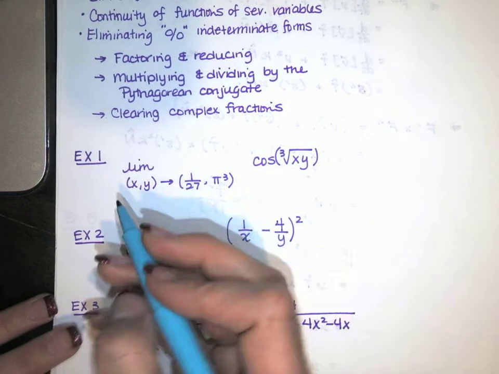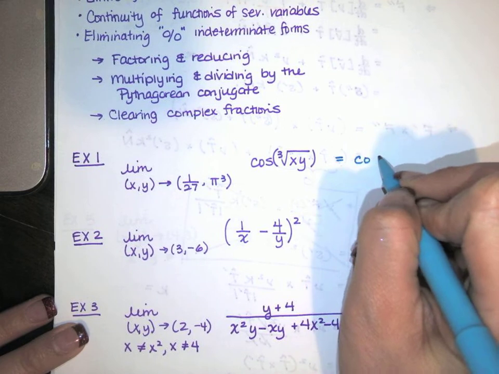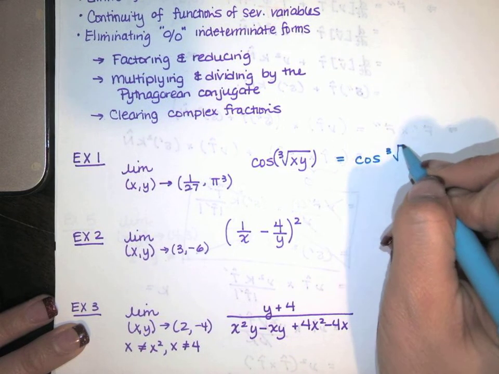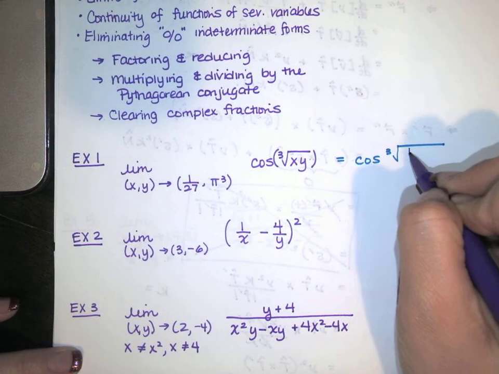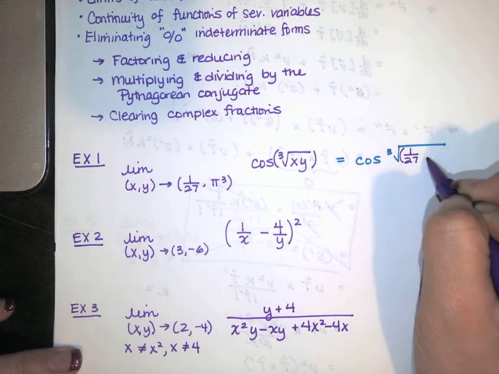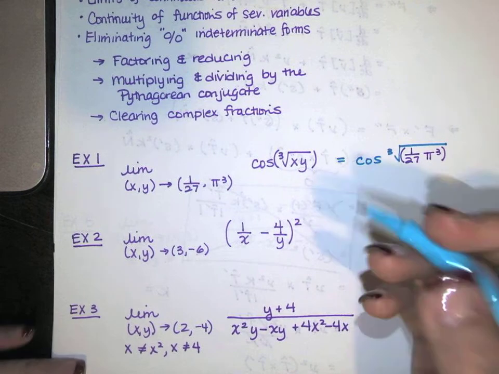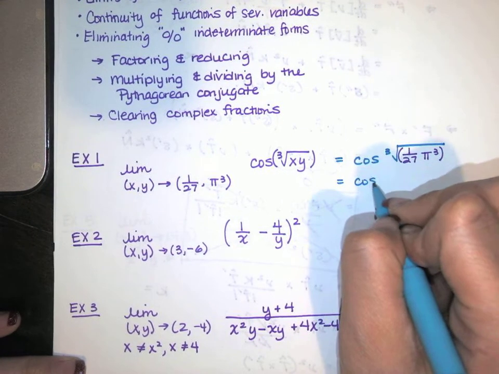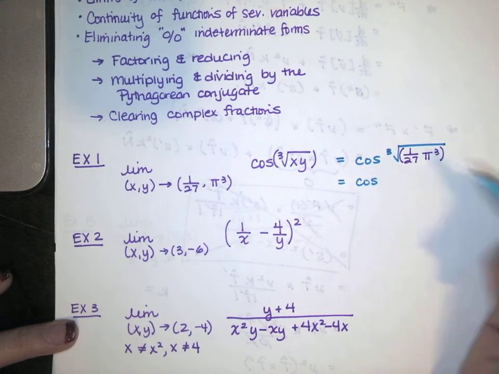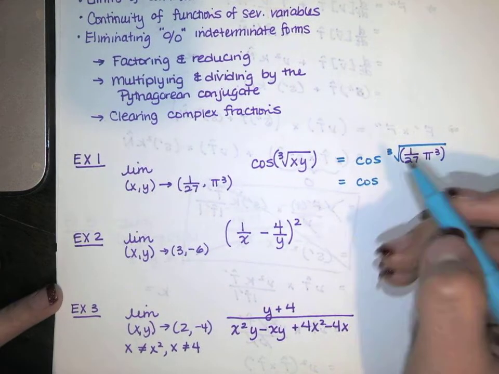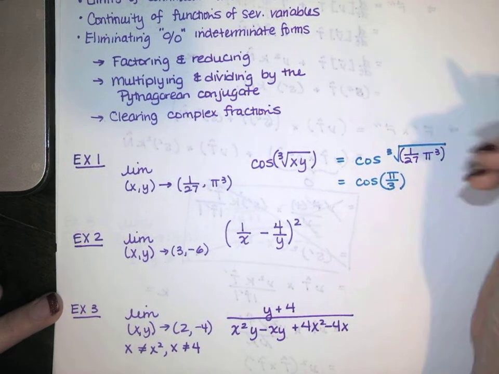So the solution to this, the value of this limit is just the cosine of the cube root of x times y, and I'm going to substitute in my x, which is 1 over 27. I'm going to substitute in my y, which is pi cubed, and we're just going to simplify. Well, the cube root of 1 over 27 is 1 over 3, because the cube root of 27 is 3, and the cube root of pi cubed is pi. So we end up with cosine of pi over 3. So that's cosine of 60 degrees.